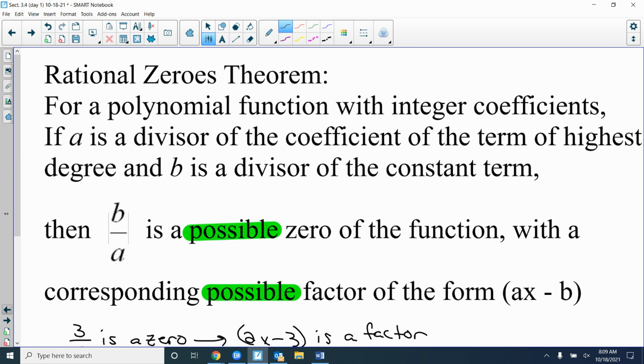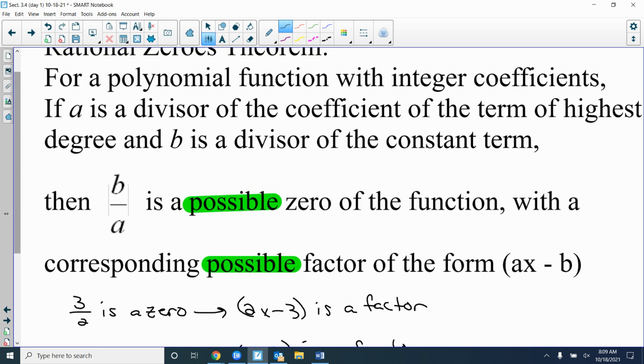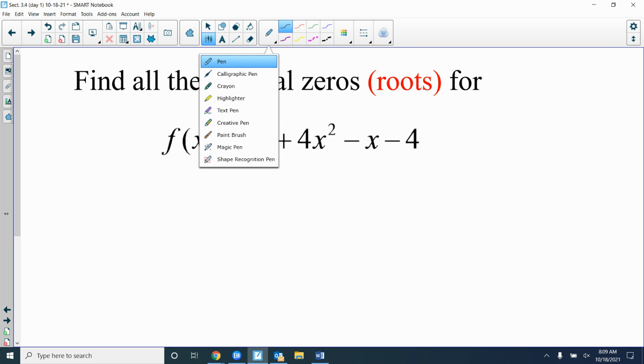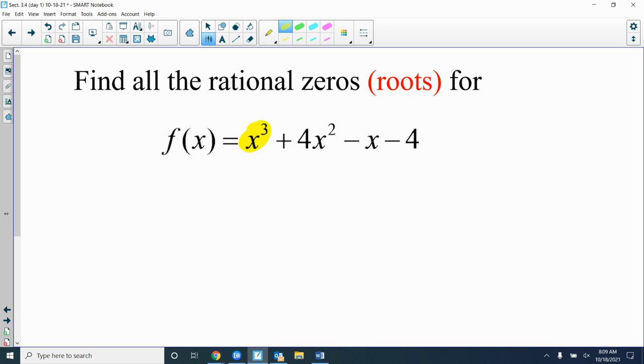All right, now, A is a divisor of the coefficient of highest degree. So look at your first term. What is its coefficient? It is just a 1. What numbers divide into 1? 1. Now, technically, you got to include plus or minus. So my A equals plus or minus 1.